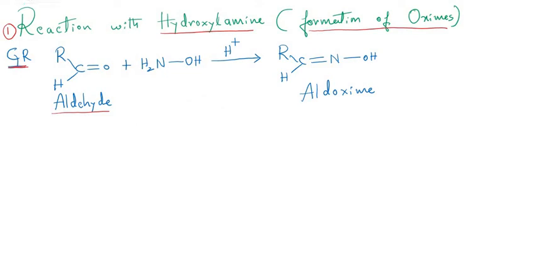So when it is treated with H plus, there is a loss of H2O. In order to understand in an easy manner, what we can do is eliminate this H2O like this, and then our product is written. So this carbon is going to form a double bond with this nitrogen. That has been mentioned here, and the product is called aldoxime.